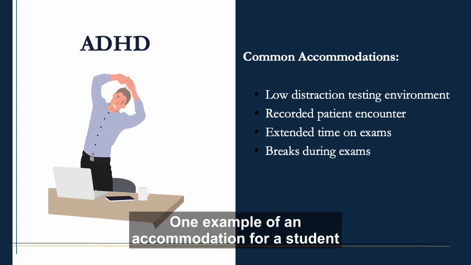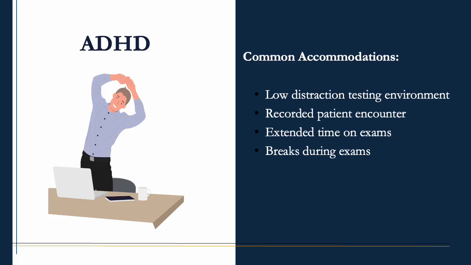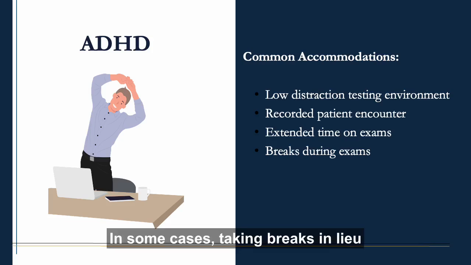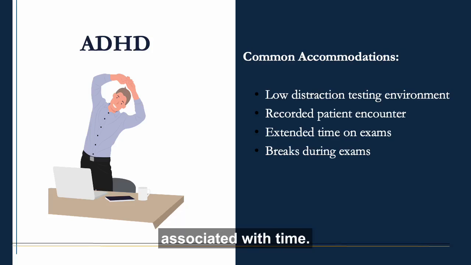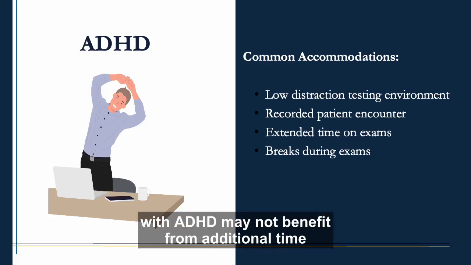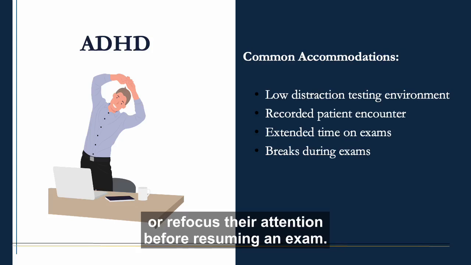One example of an accommodation for a student with ADHD is to take their exams in a low distraction environment. In some cases, taking breaks in lieu of extra time may better address the barriers associated with time. For example, students with ADHD may not benefit from additional time and instead may need to take periodic breaks to move around or refocus their attention before resuming an exam.